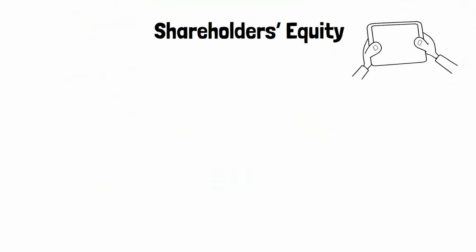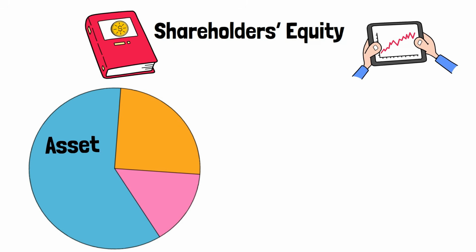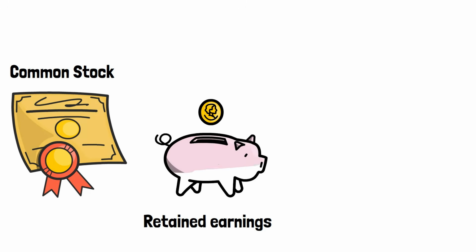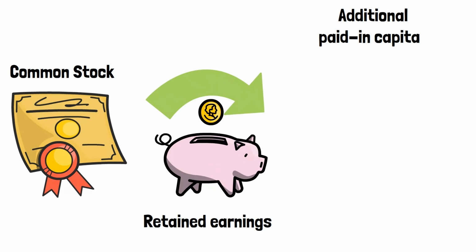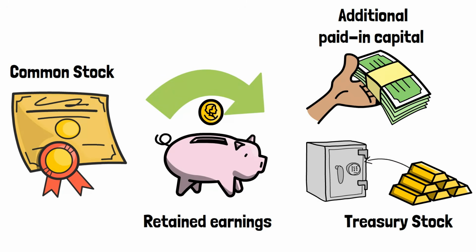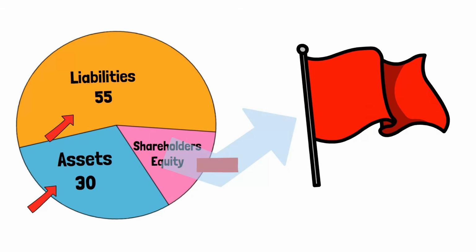Finally, we have shareholders' equity, also known as net worth or book value. This represents what's left for the owners after liabilities are subtracted from assets. It typically includes common stock, retained earnings, which is profit reinvested into the company, and sometimes additional paid-in capital or treasury stock. If equity is negative, that's a red flag. It means that the company owes more than it owns.